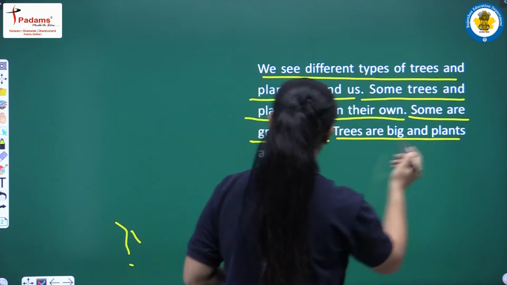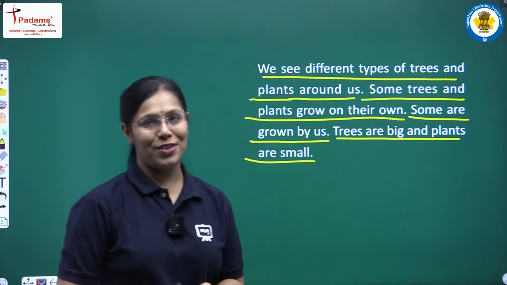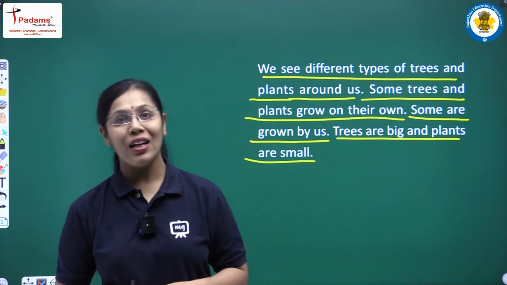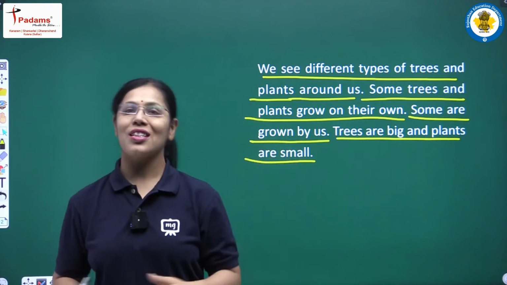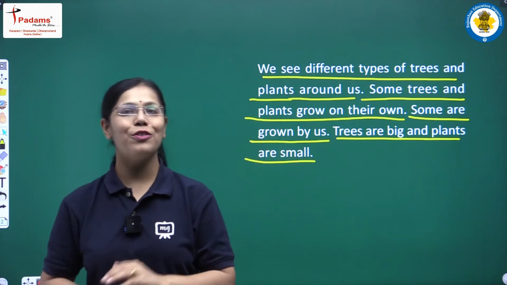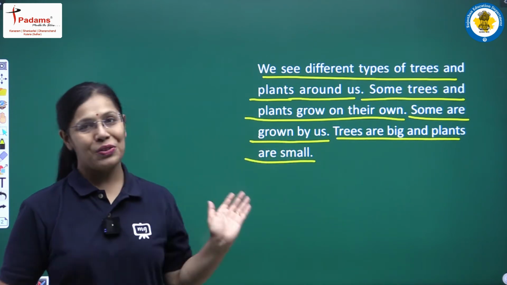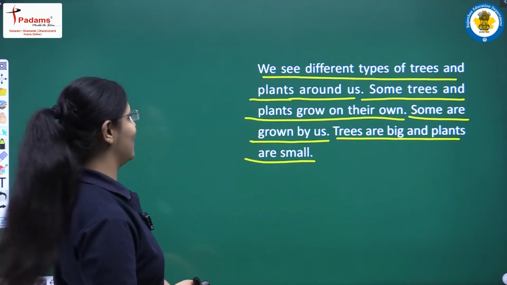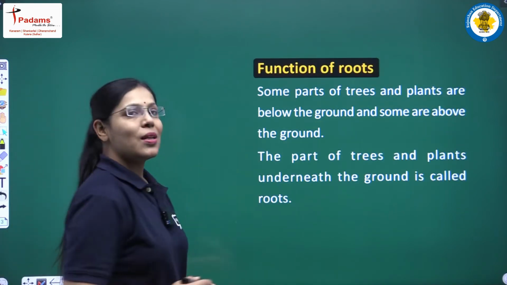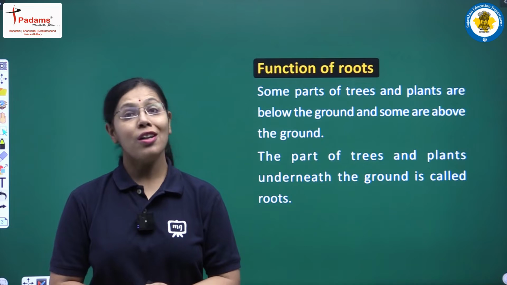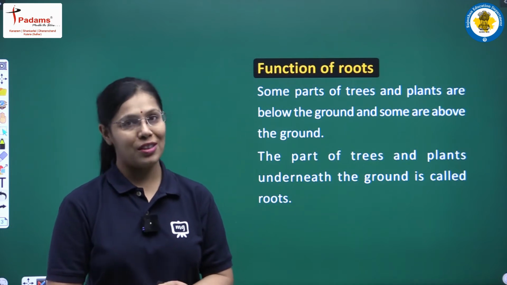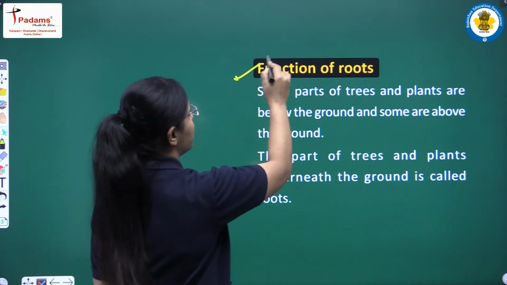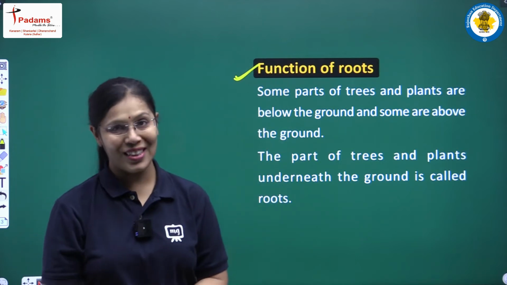Trees are big and plants are small. So this is the difference between the words tree and plant. Actually the bigger ones are called trees and the smaller ones are called plants. So let's talk some more things about trees and plants. There's a part of a tree which is called root. So here we are first starting with roots. What are the functions of roots we are going to discuss.